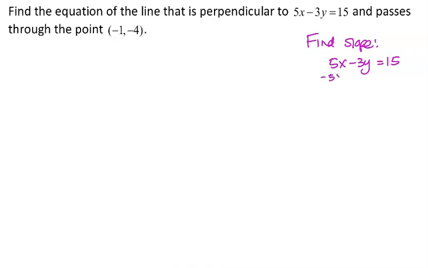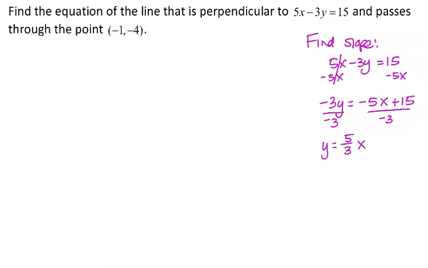So starting out, I'm going to subtract 5x from both sides so that I have -3y, and since I'm thinking mx plus b, I'm going to write this as -5x plus 15. Then, to get y by itself, I'm going to divide each term by that coefficient -3. So we get that y equals -5 divided by -3 is a positive 5/3 x. 15 divided by -3 is -5. So the part that matters for us is this 5/3. This is the slope of the line 5x minus 3y equals 15.